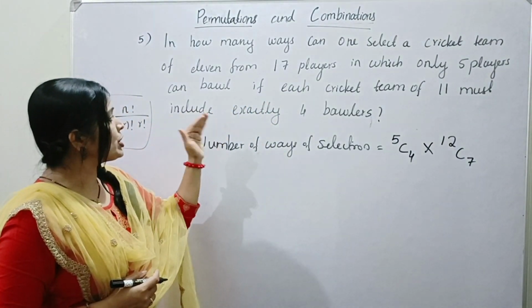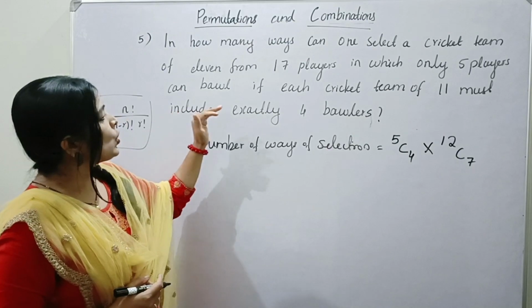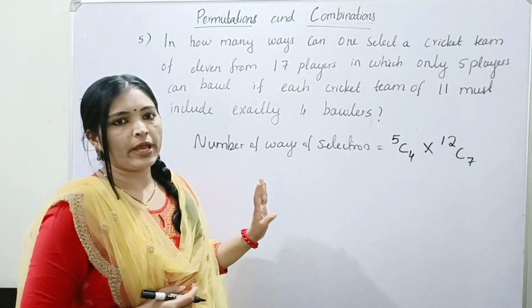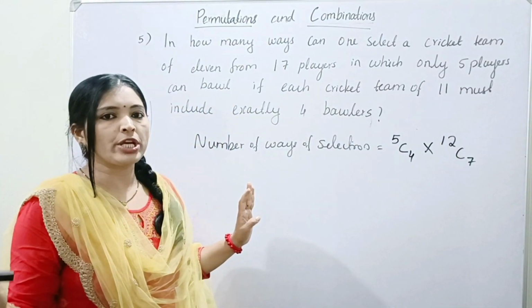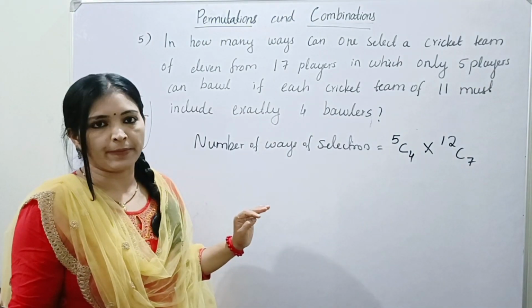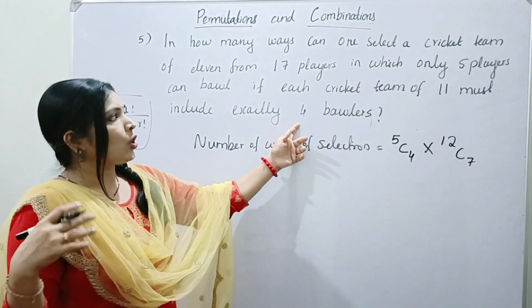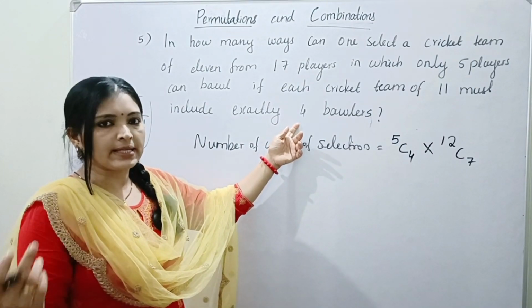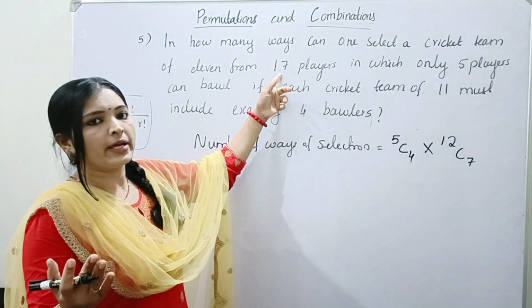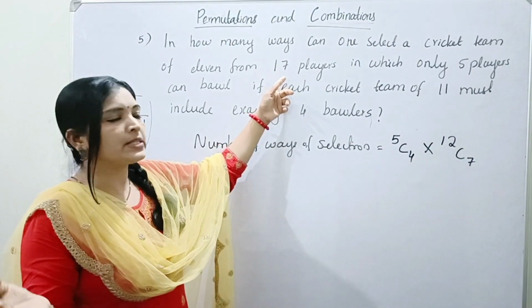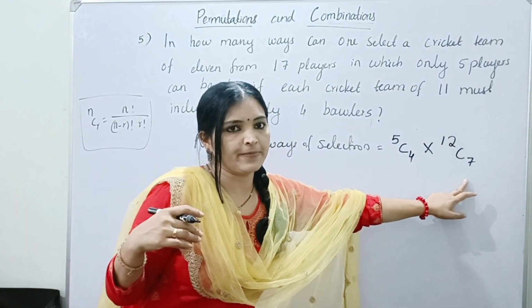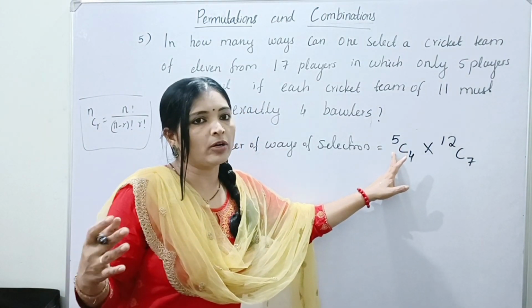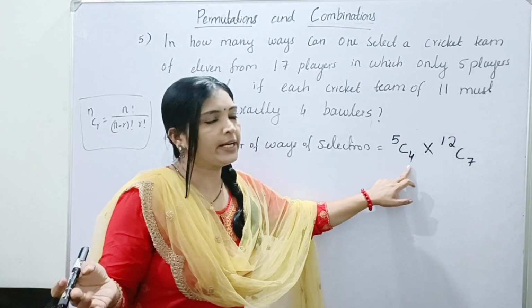It is mentioned it must include exactly 4 bowlers. So for each selection 4 bowlers must be there. Therefore in total 11 players we have to select. So 11 minus 4, that is 7. So out of 12 players we have to select 7 players, and out of 5 bowlers we have to select 4 bowlers, right?